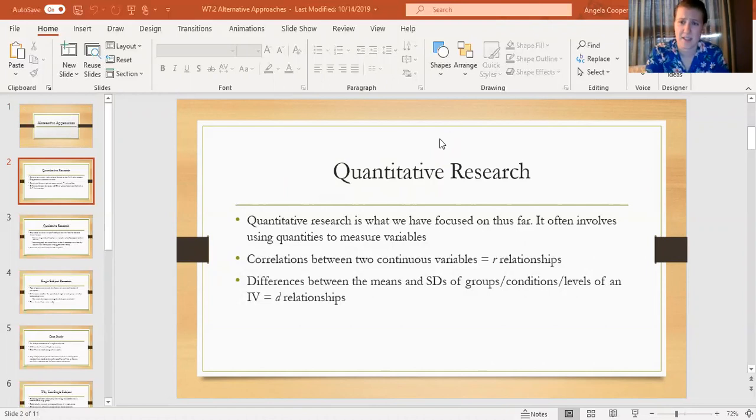And when we're looking at D relationships, we're looking at the differences between groups. Oftentimes, the two conditions that we've manipulated for our independent variable, we group separately and compare the dependent variable between those. That gives us a D relationship, comparing the exam scores in a quiet room versus a noisy room. So that is all quantitative research.